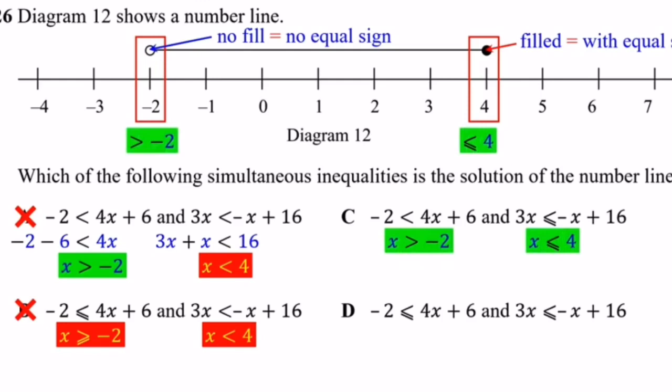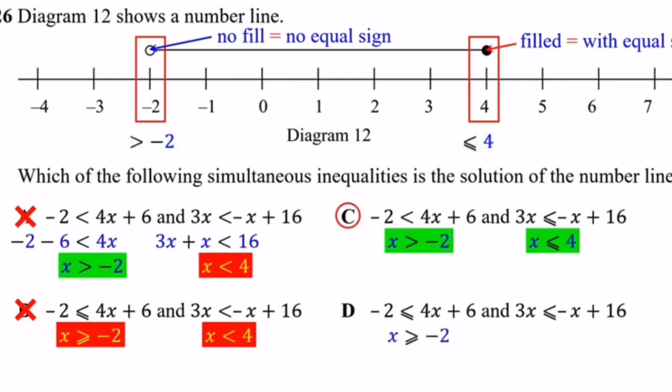Remember, when there is no fill, there is no equal sign. No fill means the circle is empty. It's not shaded, not darkened. Then if it is filled with the darkened or shade, we will have the equal sign. So the right answer is C.